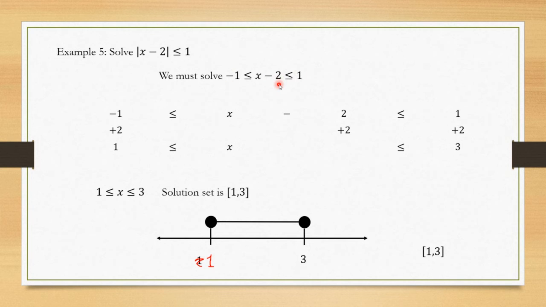Okay, so how do we solve this? We want x to be all alone in the middle. That's all we want. So here it's pretty easy, right? We have x - 2. How do we get the 2 out of there? Well, we can add. We add 2 to each side.